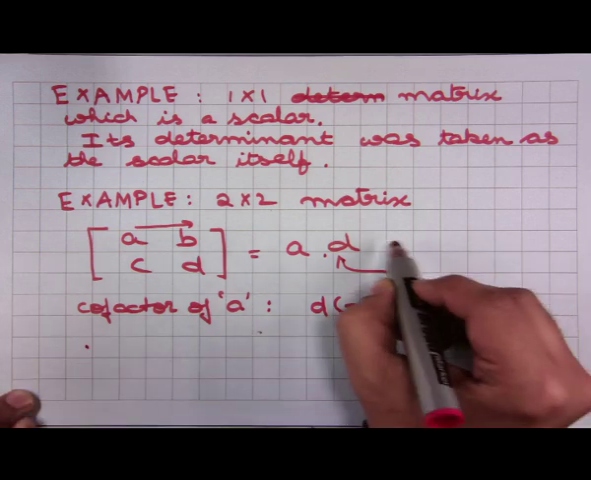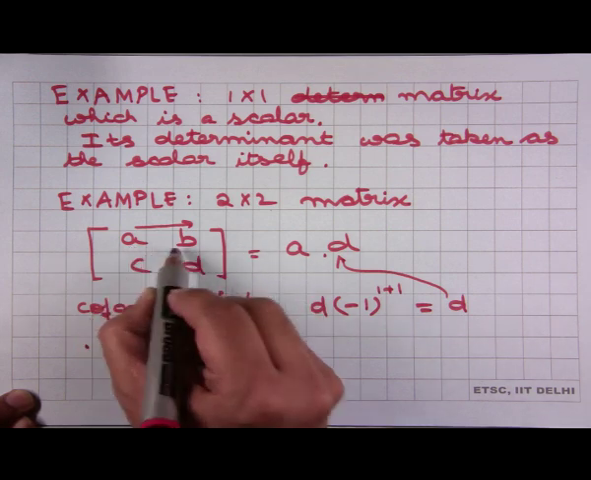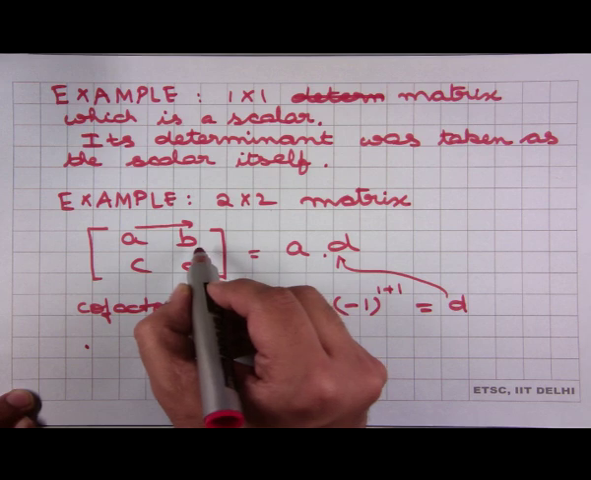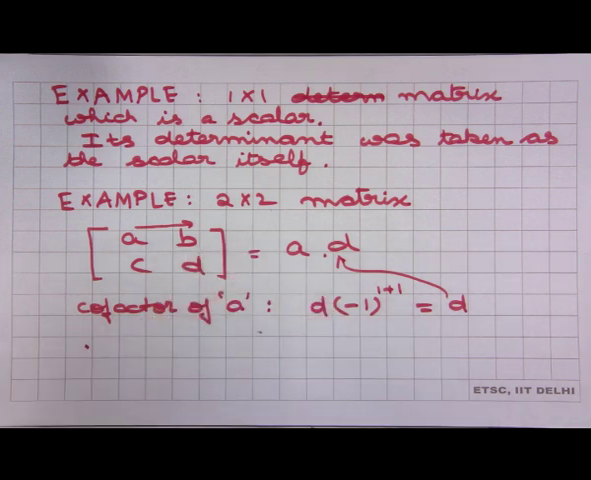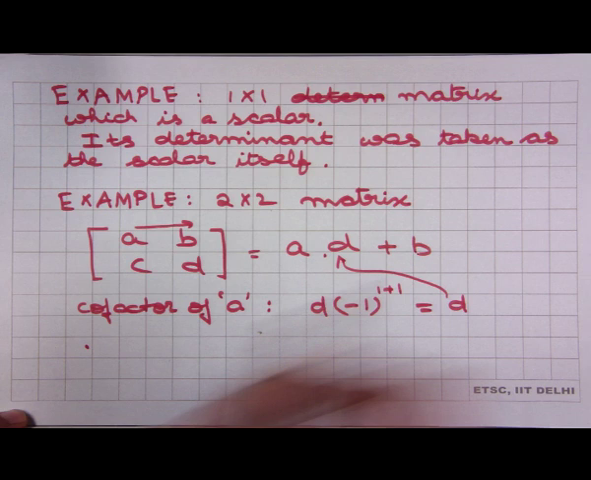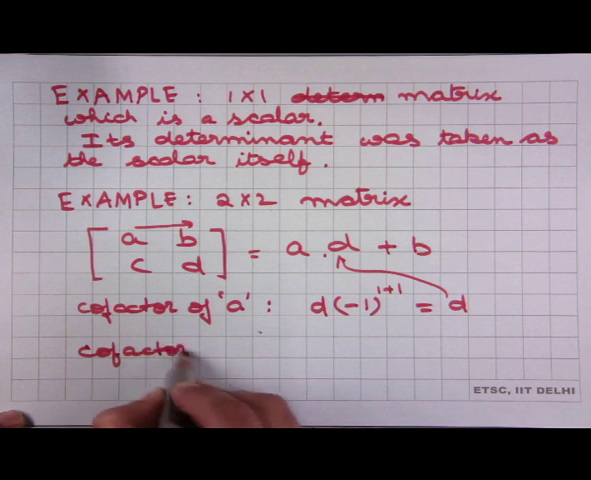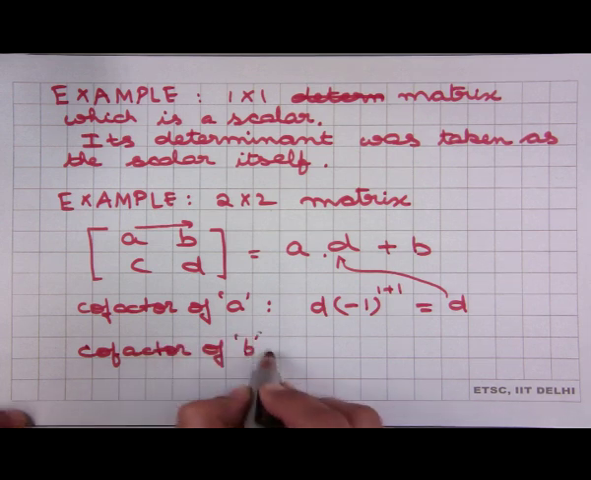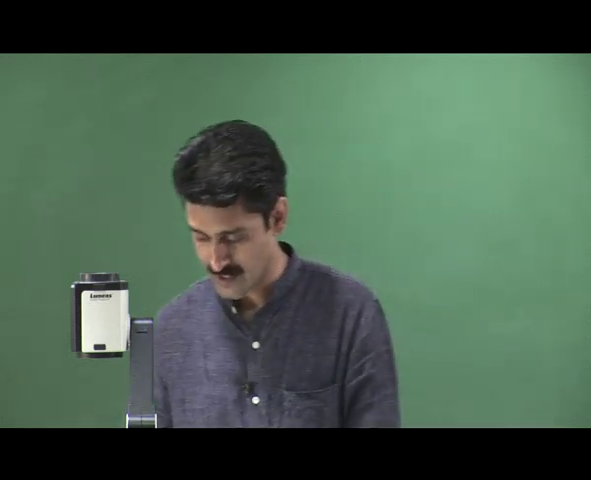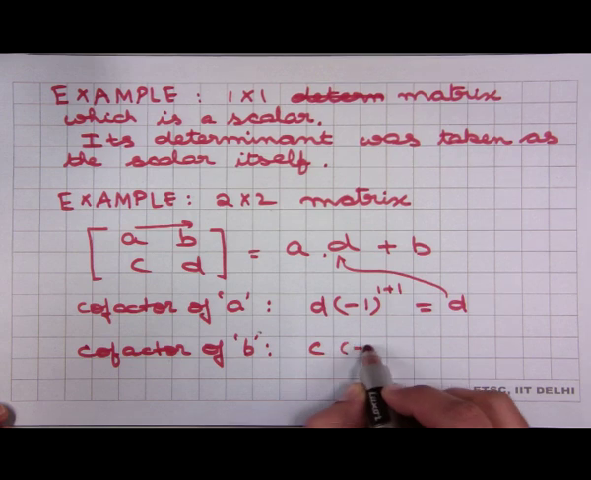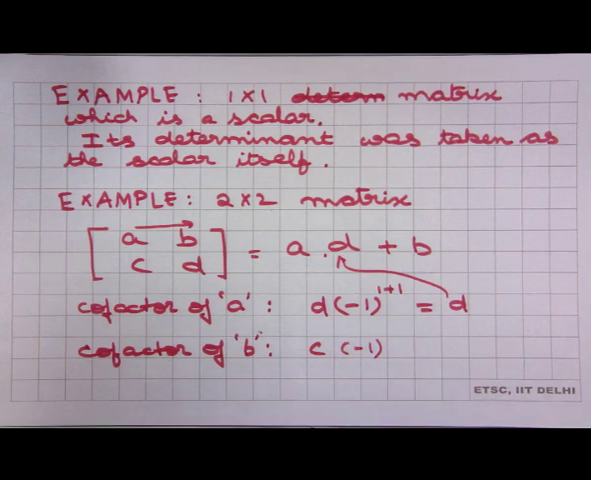Similarly, when we expand in terms of this row, we have AD, and then the next term in the sum is the product of the element B and its corresponding cofactor. So, this is plus B times the cofactor of B. So, what is the cofactor of B? The cofactor of B is the determinant of the matrix which comes after deleting the row and the column that B belongs to, and that is nothing but C, but it is multiplied by minus 1 power the sum of the row and column index of B.